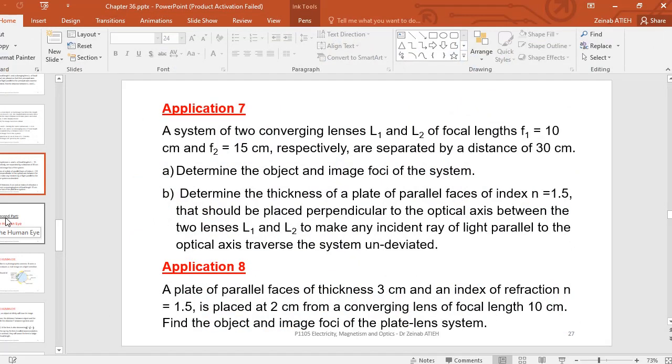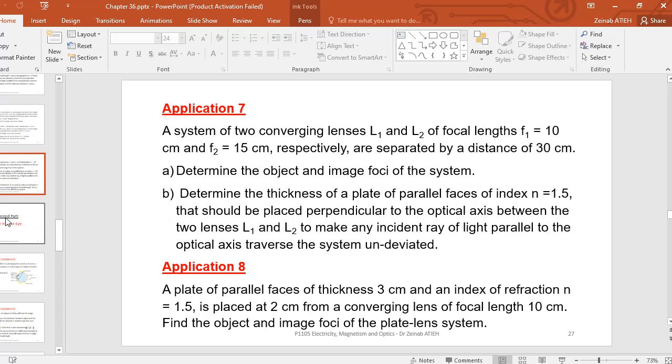A system of two converging lenses L1 and L2 of focal lengths f1 equals 10 and f2 equals 15, both of them are converging, are separated by a distance of 30 centimeters. So O1O2 is equal to 30 centimeters. Determine the object and the image foci of the system.